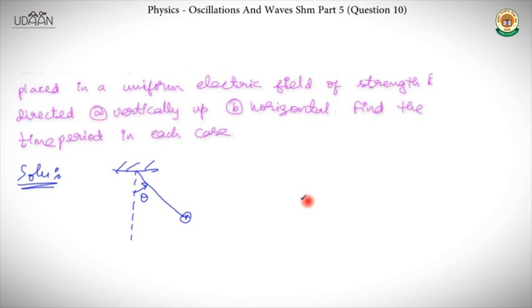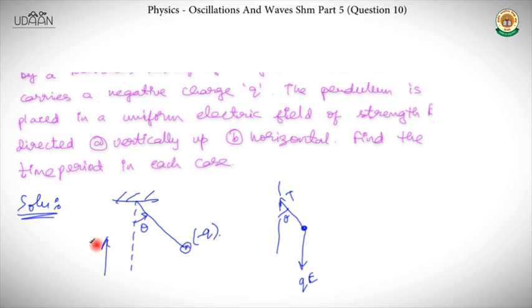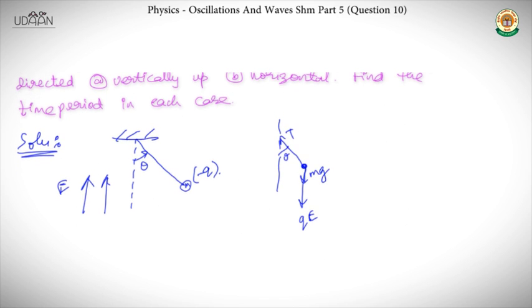So when we draw the FBD, the tension is acting this way at an angle theta, and there is force QE vertically downwards. It should be carefully noted that E is up and Q is negative, so the force on it will be in the downward direction, and mg will also be in the downward direction. So let the point of oscillation be O.